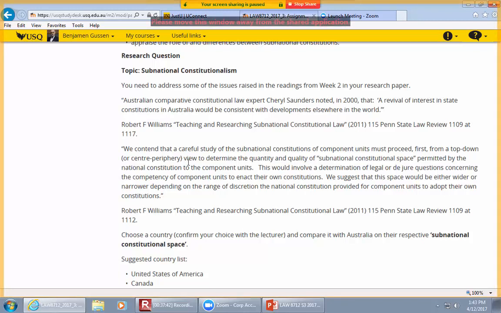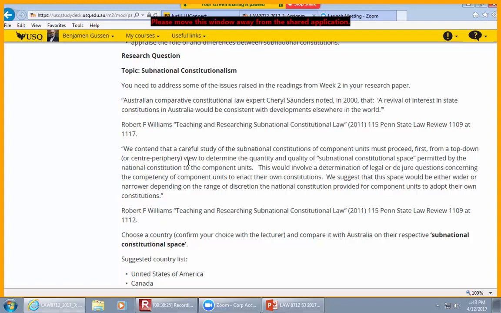So let's look at these quotes to start us off on the research question. It says, Australian comparative constitutional law expert Charles Saunders noted in 2000, long time ago now, that a revival of interest in state constitutions in Australia would be consistent with developments elsewhere in the world. True. And we just talked about two of those developments, Kurdistan and Catalonia. Are we still talking about the same thing?